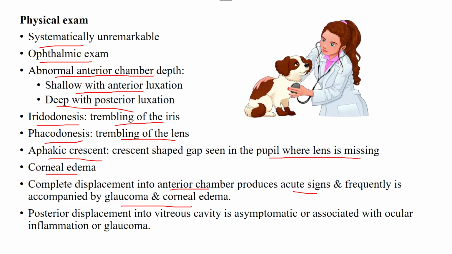So you should know it can be glaucoma or it can be corneal edema. Well, as far as posterior displacement into the vitreous cavity, it is going to be asymptomatic or associated with ocular inflammation or glaucoma. So if there is luxation with acute signs, it's anterior, and if there is luxation that is asymptomatic with no signs, it's going to be posterior displacement.